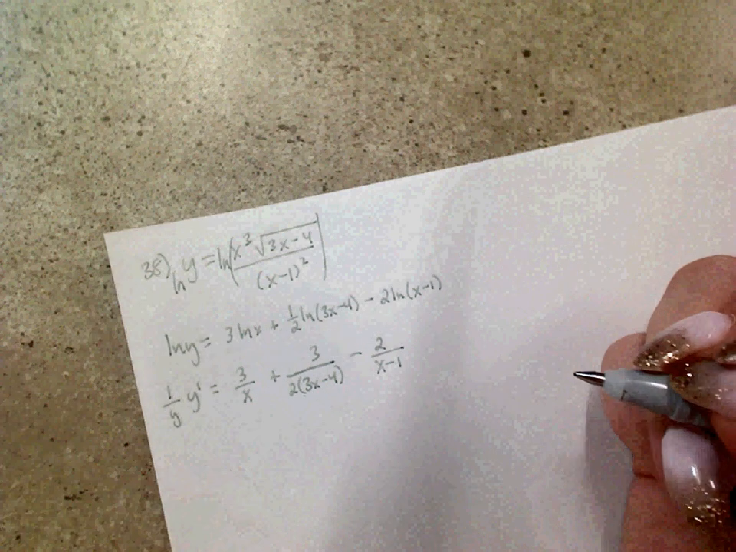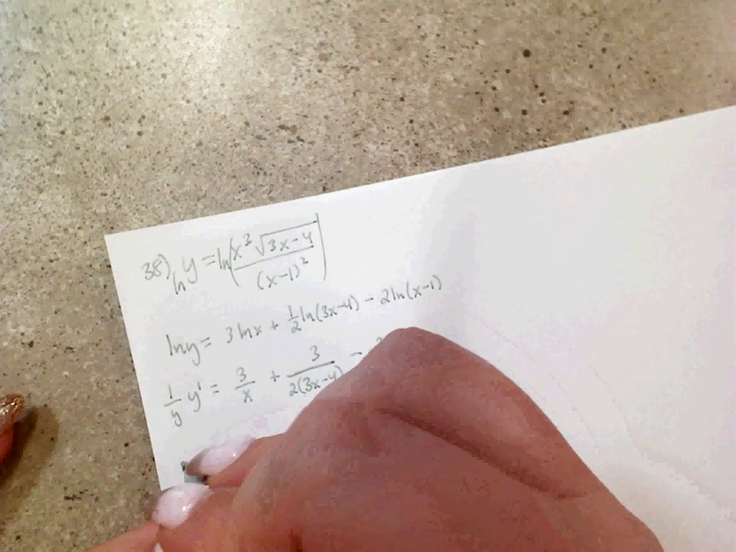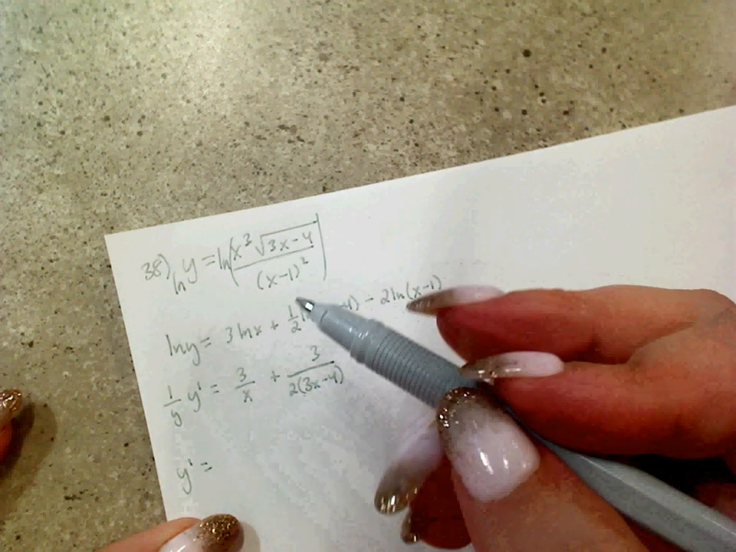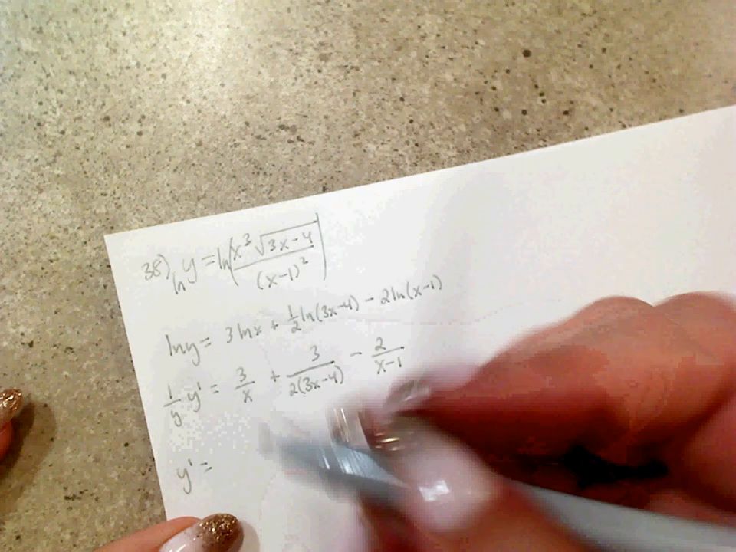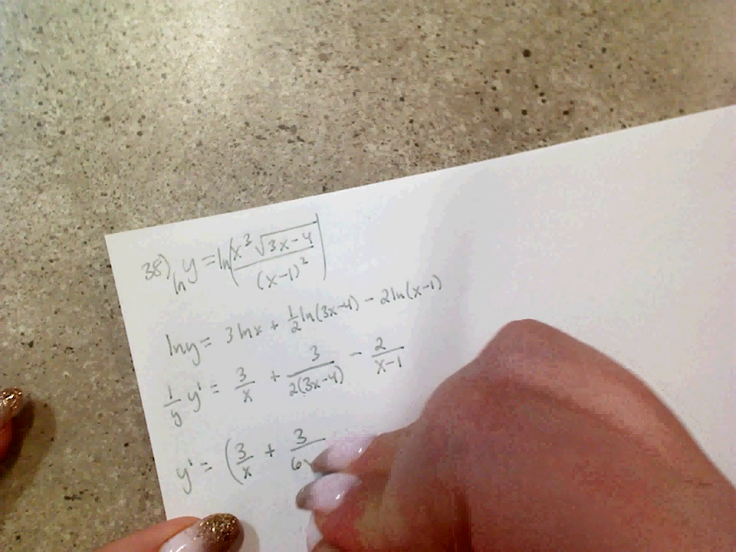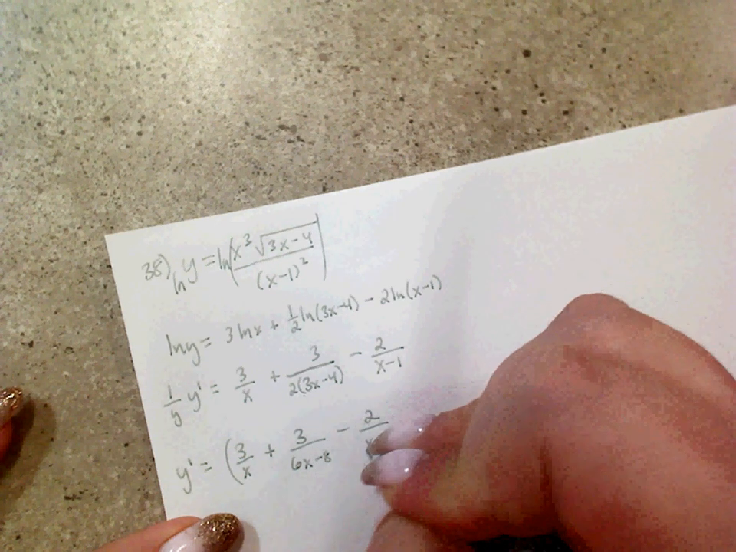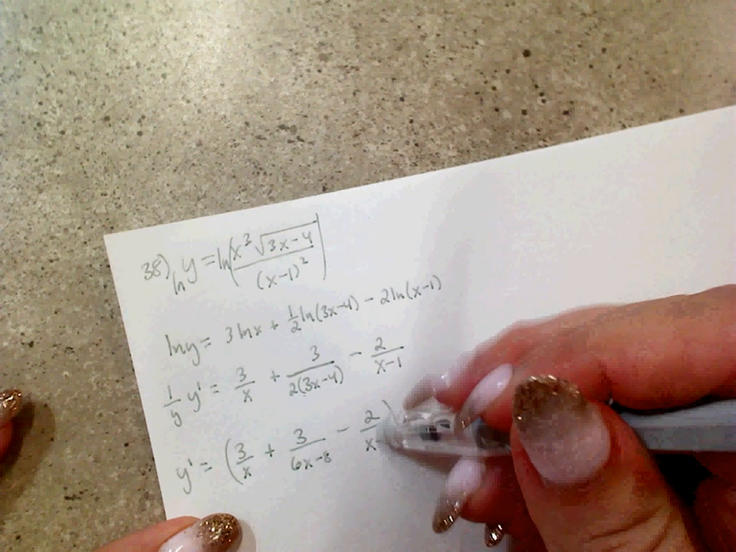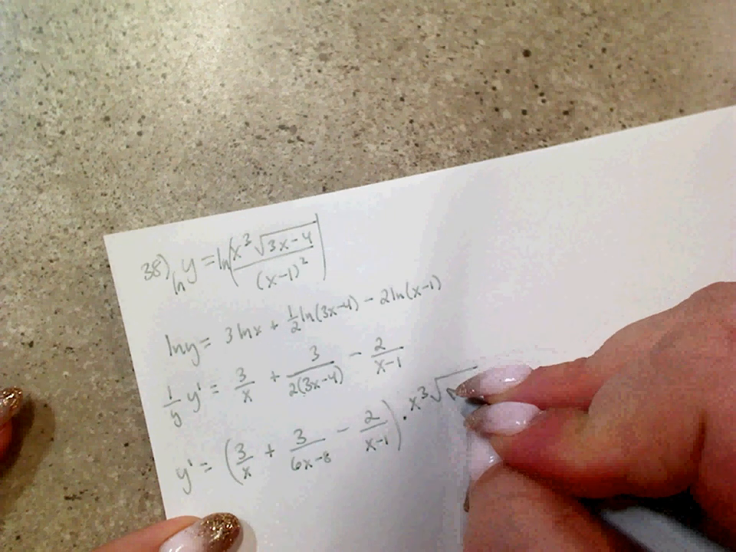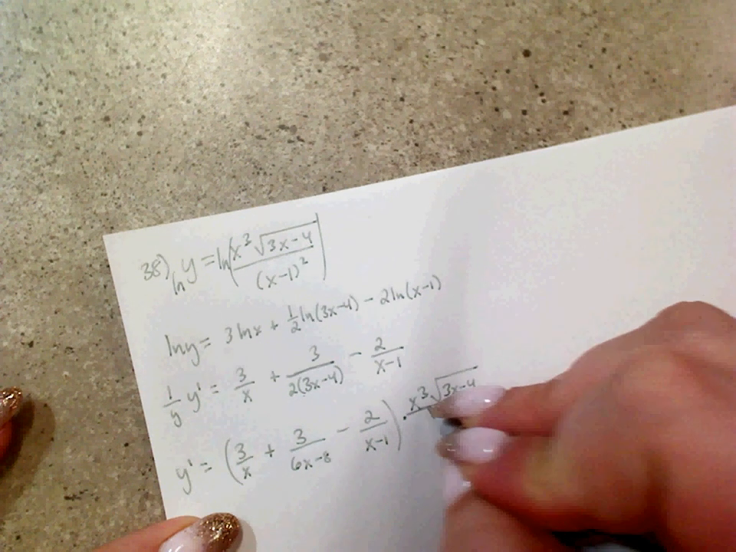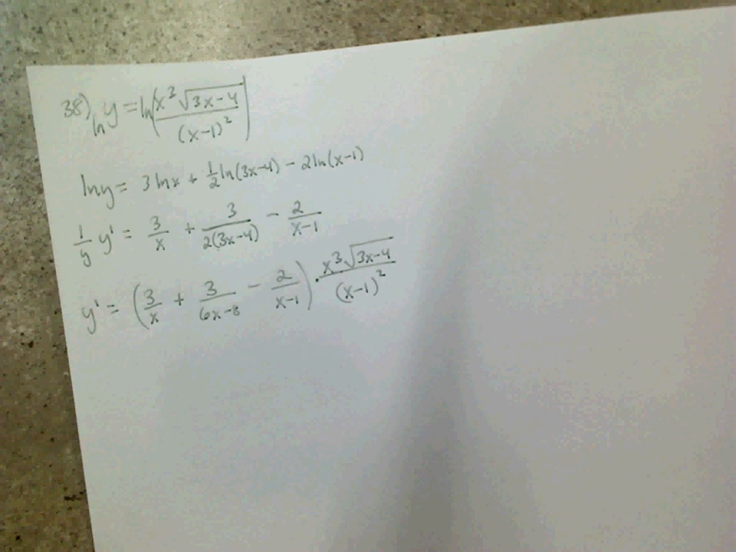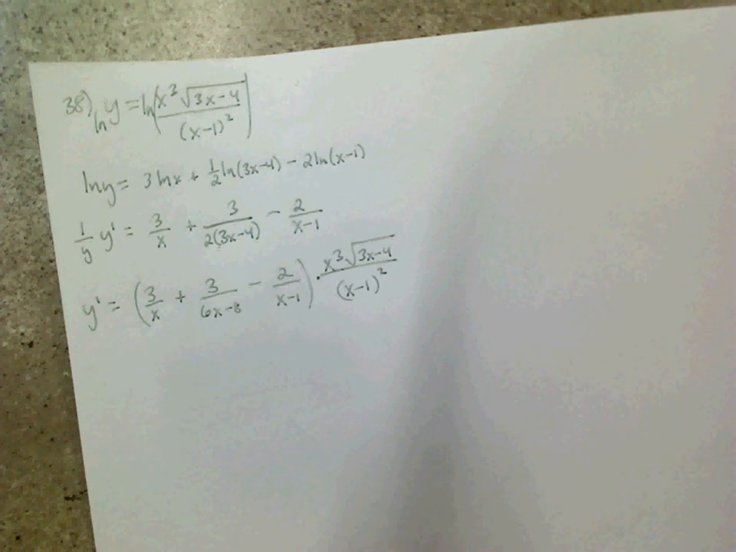So y prime equals, I gotta solve for y prime. So in order to get rid of 1 over y, I gotta multiply both sides by y. And y is that original expression. So I've got 3 over x plus 3 over 6x minus 8 minus 2 over x minus 1 times that original expression y. And that would be my final answer. I would not expect you to do common denominator or anything like that. Okay. Number 39, yeah.